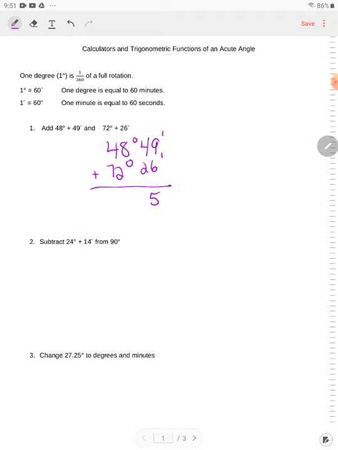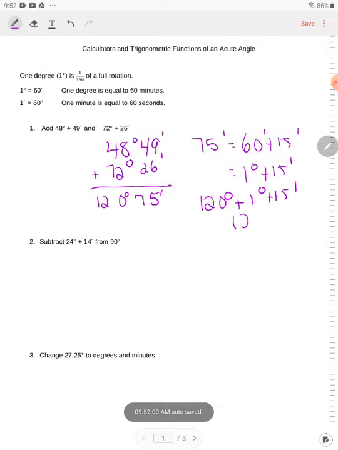9 and 6 is 15, write 5, carry 1. So you have 75 minutes, 120 degrees. Now, 60 minutes is equal to 1 degree. So if your minutes answer is over 60, we have to convert those minutes, in this case 75 minutes, to degrees. So 75 minutes is equal to 60 minutes plus 15 minutes. And 60 minutes is 1 degree. So our answer now becomes 120 degrees plus 1 degree plus 15 minutes, which is equivalent to 121 degrees, 15 minutes.